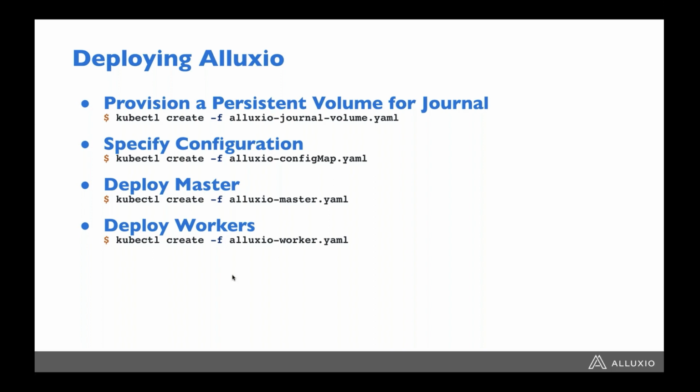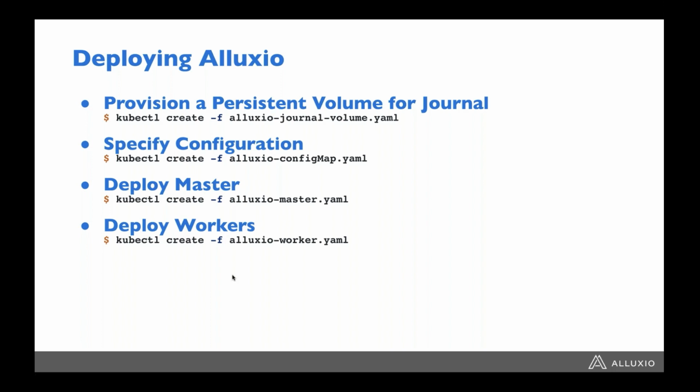The one on the top is a persistent volume claim, which means this is the volume that Alluxio will use for storing the journal. You have a YAML for specifying any custom configuration that you want to use for Alluxio, any Alluxio site properties. And then you have two separate pods for the Alluxio master and worker.